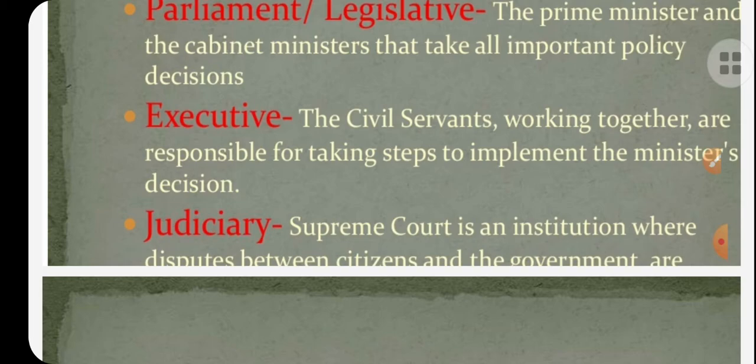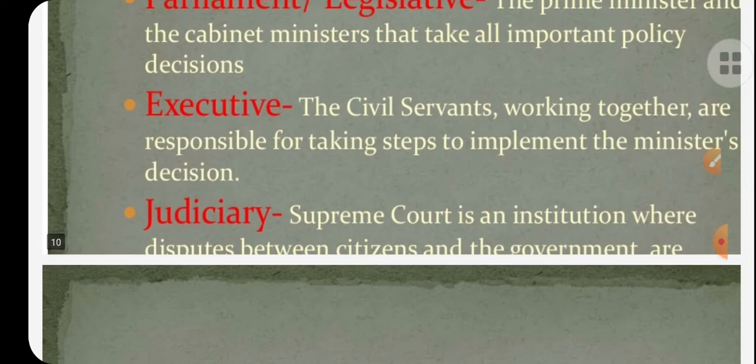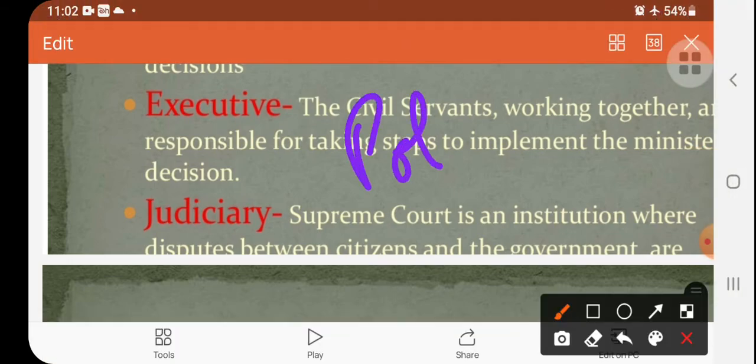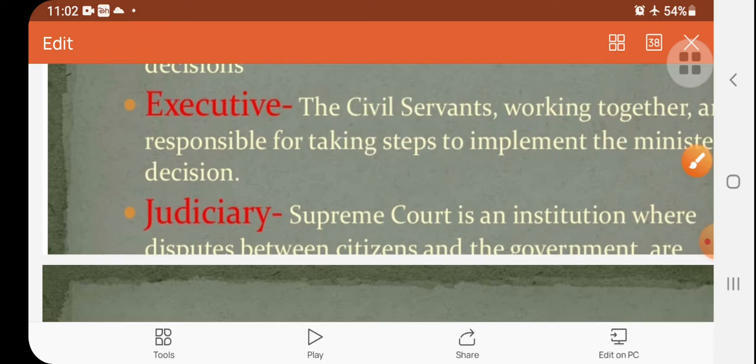Executive, the civil servants working together, are responsible for taking steps to implement the ministers' decisions. Means the executive implements the laws. We have seen the term office memorandum, and civil servants working together are responsible for implementing the ministers' decisions. We can divide them into two: political, who are in politics, and non-political, means the civil servants who work behind the government.